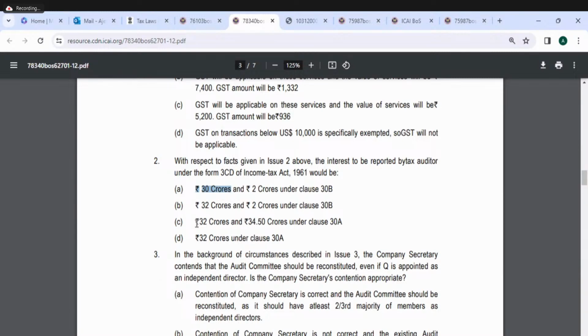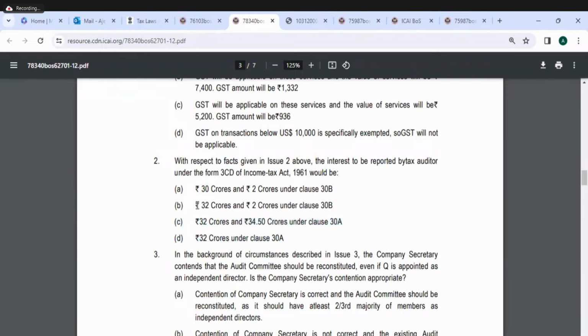C is 32 crores and 34.50 crores. I don't know how this 34.50 crore has arrived because in my case it's 32 crore. There are three amounts: 32 crore, 30 crore and 2 crores. So option C is incorrect. D is 32 crores under clause 30A. First of all, the clause which is relevant for 94B is 30B, not 30A. So this option is also incorrect, as is option C.